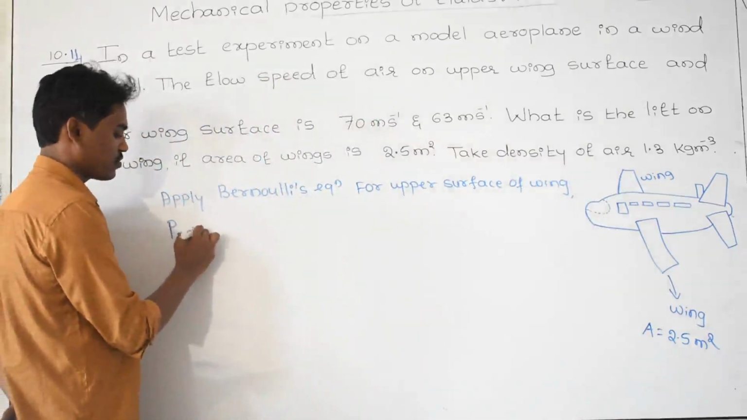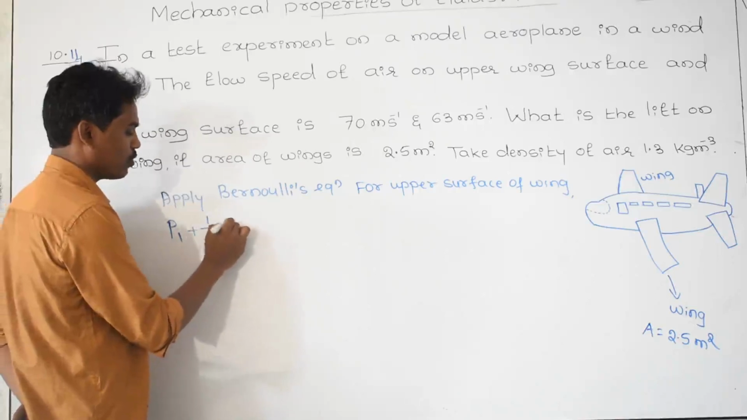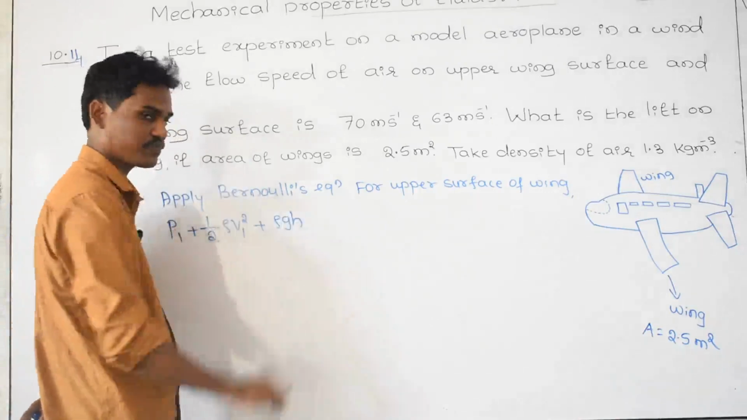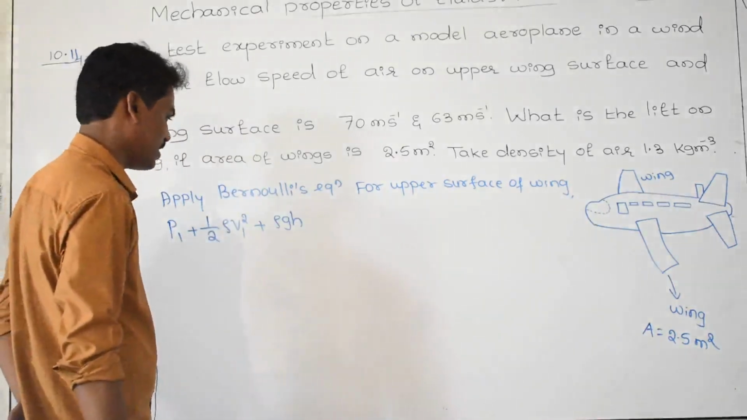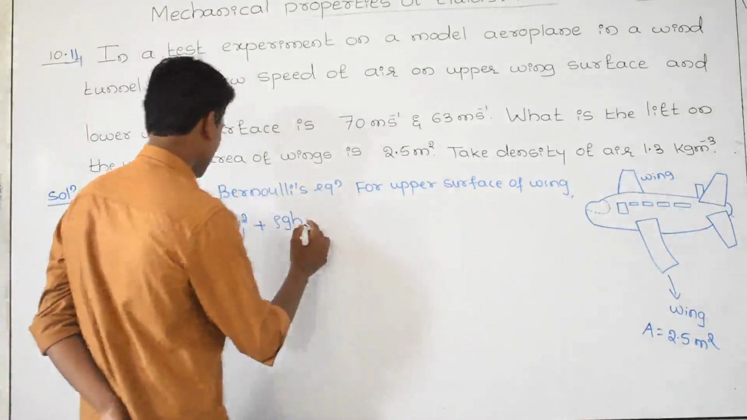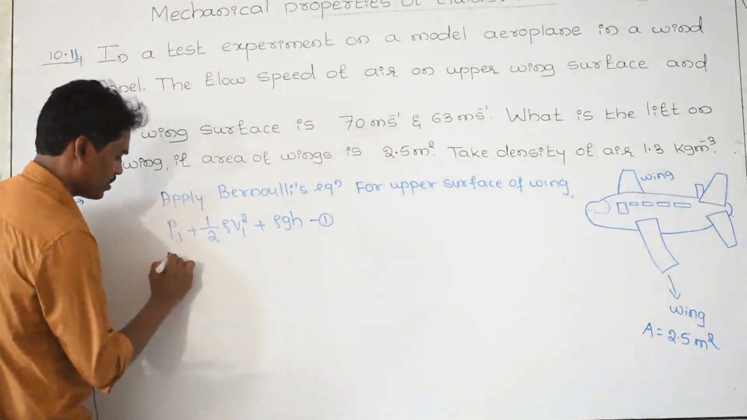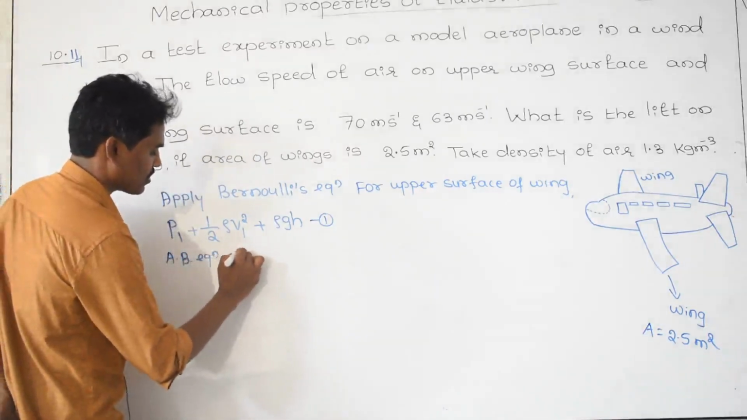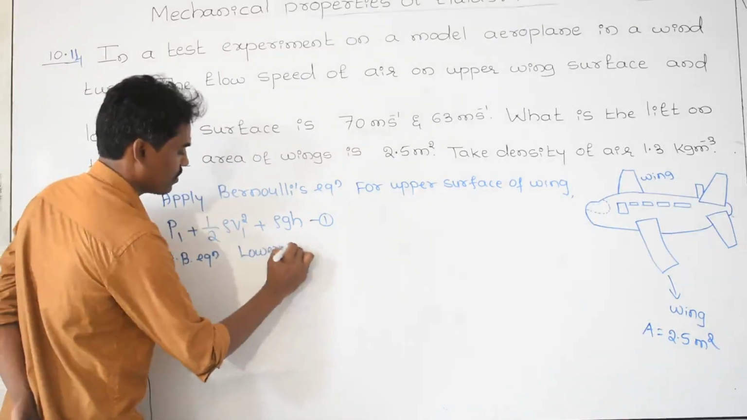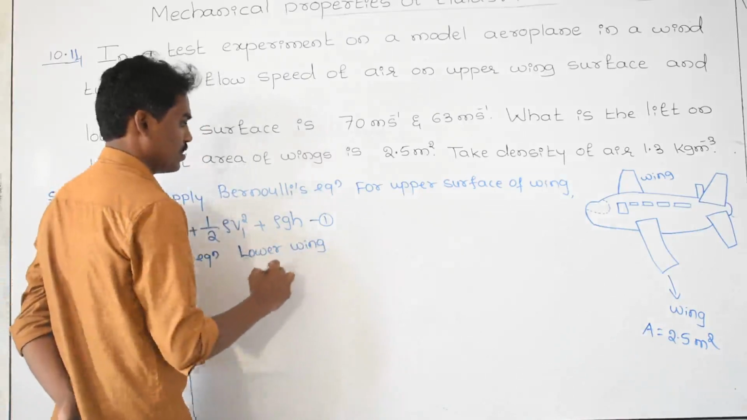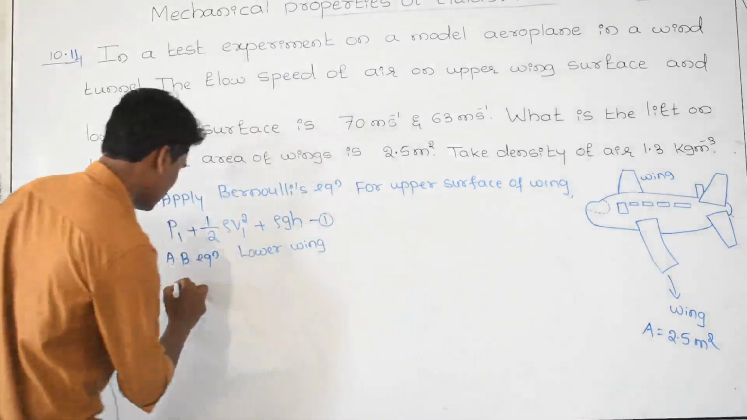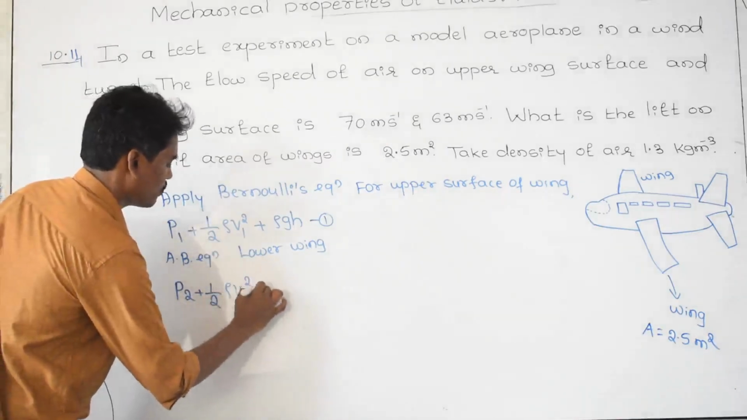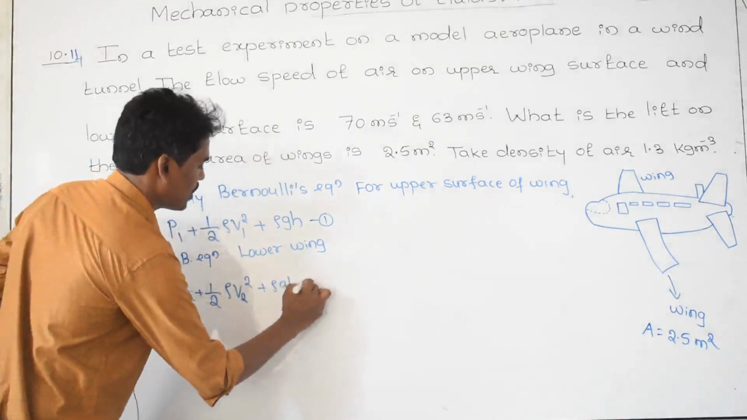that is P1 plus 1 by 2 rho V1 square plus rho g h, and this is equation 1. Apply Bernoulli equation to the downward surface or lower wing, that is P2 plus 1 by 2 rho V2 square plus rho g h, and let us take it as equation number 2.